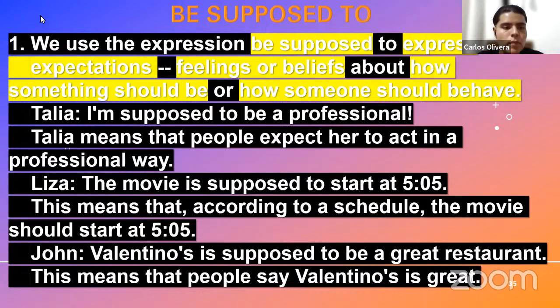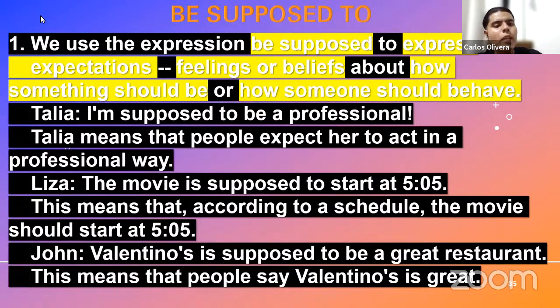Let us see some examples. Talia says, I'm supposed to be a professional. In this case, Talia means that people expect her to act in a professional way. Lisa: the movie is supposed to start at 5:05. This means that according to a schedule, the movie should start at 5:05. Finally, John: Valentino's is supposed to be a great restaurant. This means that people say Valentino's is great, that is to say, it should be good.